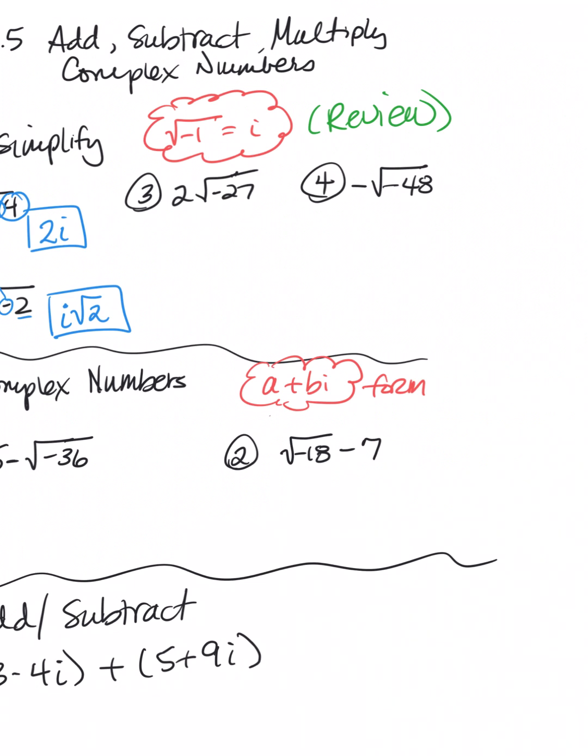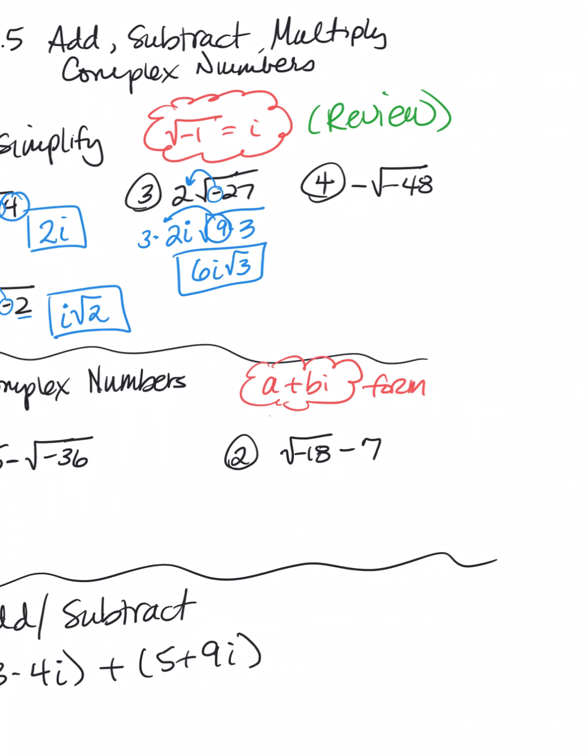Let's look at number 3. All right, I have the 2 outside. I can bring that negative out by taking an i out. And now let's take this 27 and think about perfect squares that give us 27. So there's a 9 times 3. 9 is a perfect square. If I take the square root of 9, I can take out a 3 and multiply it by what's in front. 3 is not a perfect square, so it has to stay in the radical. So what I end up with is 6i square root of 3.